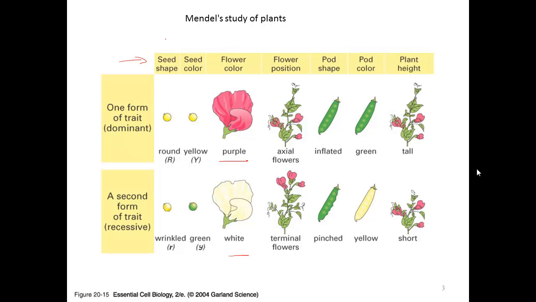A third important trait for his studies is that all traits are completely independent. There's no correlation between traits. So, for instance, it's not the case that purple flowers tend to have yellow peas. Purple flowers are equally likely as white flowers to have either yellow or green peas.